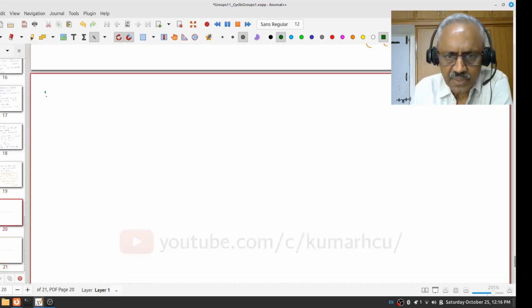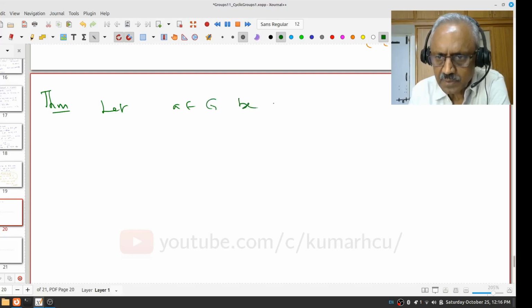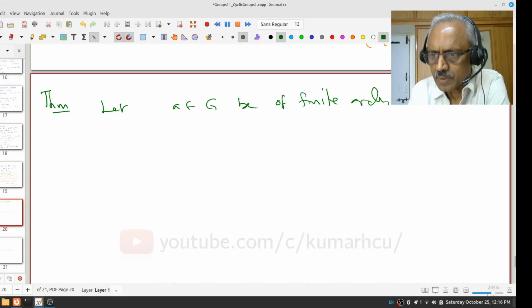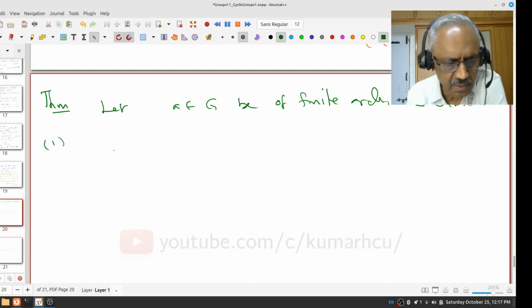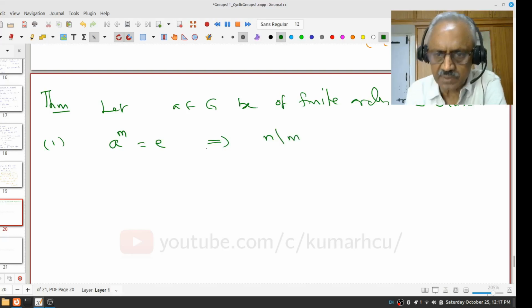So this is a theorem. Let a in G be of finite order, say order of a equal to n. Then the following results hold. The first thing is, suppose a to the power m is identity, this implies n divides m. That is, m must be a multiple of n.